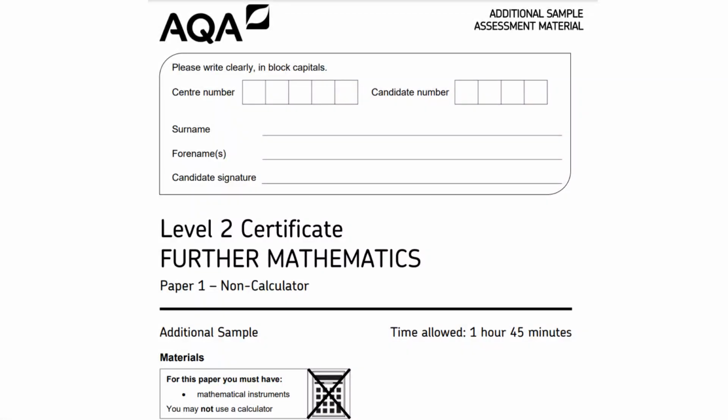The maths. Paper 1, this is a non-calculator, and you've got an hour and 45 minutes to get 80 marks.